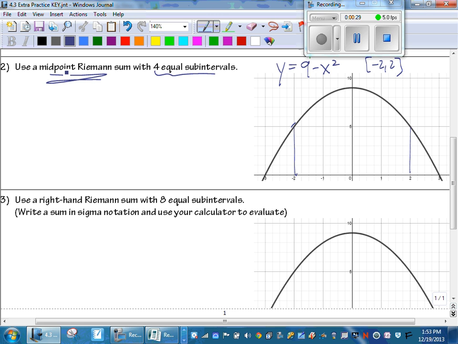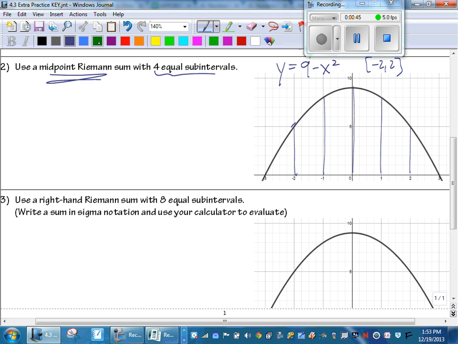Midpoint Riemann sum this time. So we're still breaking it up into 4 parts. So our intervals are the same. It's going from -2 to -1, -1 to 0, 0 to 1, and 1 to 2. But where we're getting our heights from changes because it's a midpoint Riemann sum.